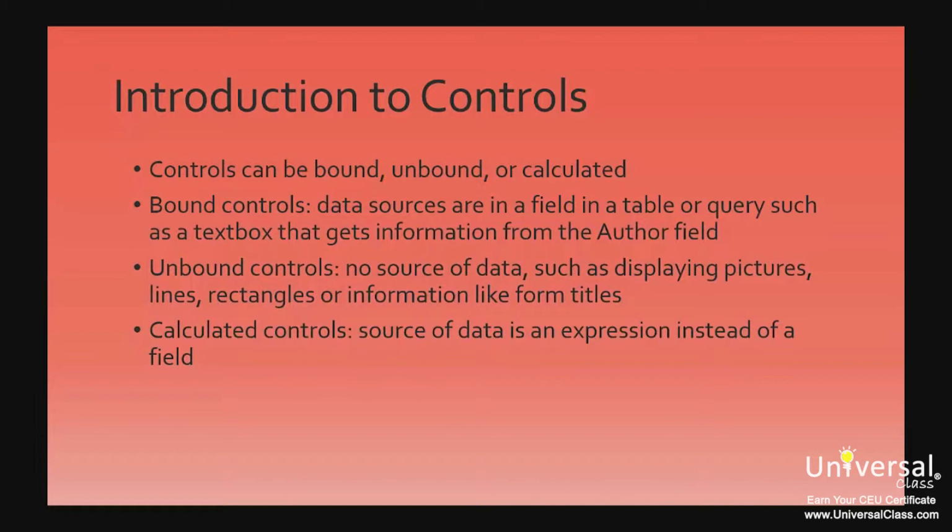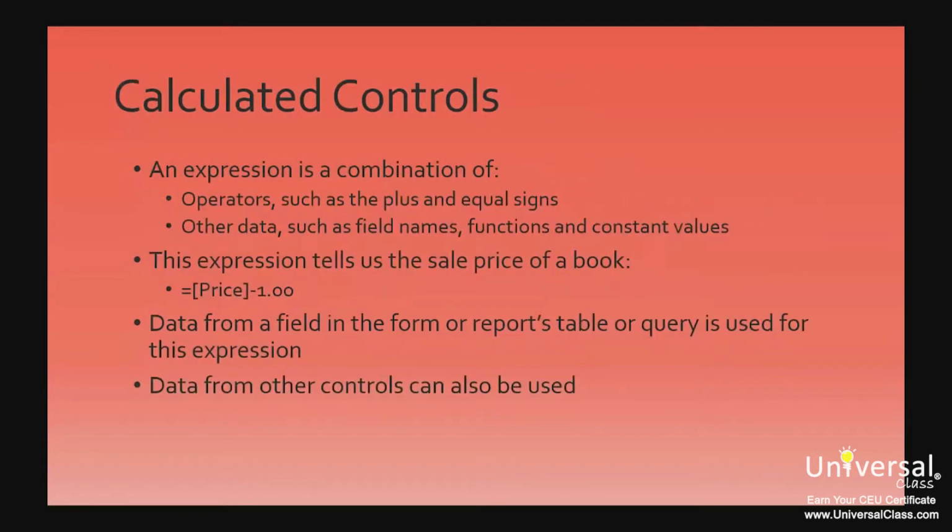Calculated controls are ones whose source of data is an expression instead of a field. You give the value you want to use as a source of data by defining an expression. Now, an expression is simply a combination of operators such as the plus and equal signs. It can also be a combination of field names, functions that represent a single value, and constant values. The expression below tells us the sale price of the book.